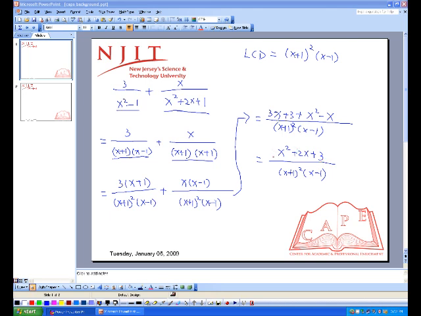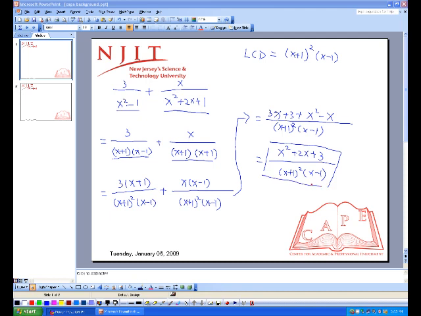Now the numerator is prime, it cannot be factored anymore, and the bottom is already completely factored. So this is in the form of a completely factored rational expression, and that's our answer.